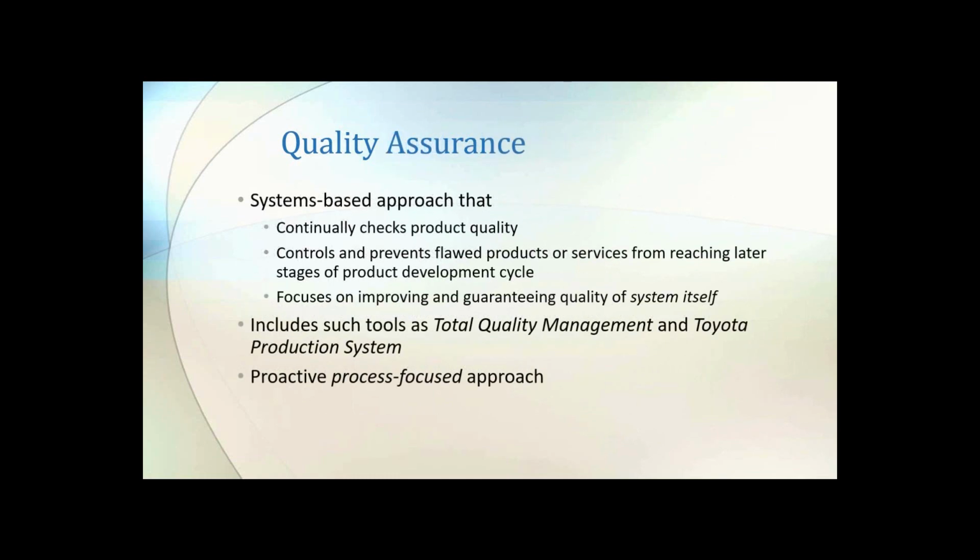Quality assurance. So with quality assurance, we continually check product quality through testing, inspections, process control, and we try to control and prevent flawed products from reaching later stages of the product development cycle. The goal of quality assurance is to catch the flawed product as early as possible so we don't keep spending money on a flawed product, and that's like wasting money. So, it focuses on improving the quality, guaranteeing the quality of the system.